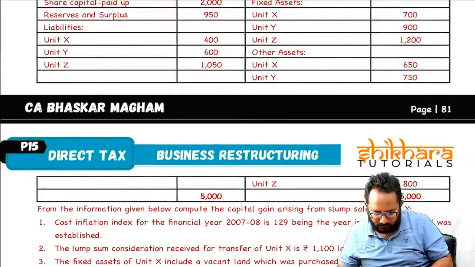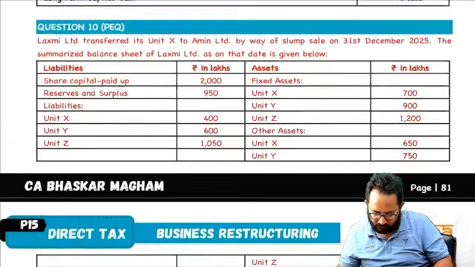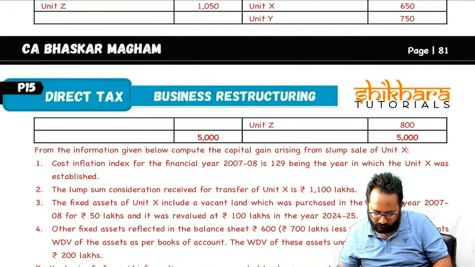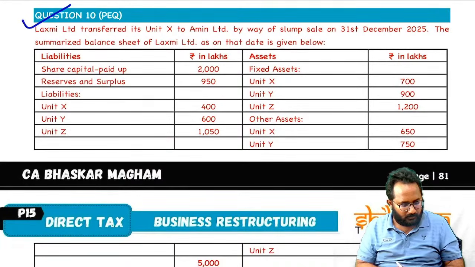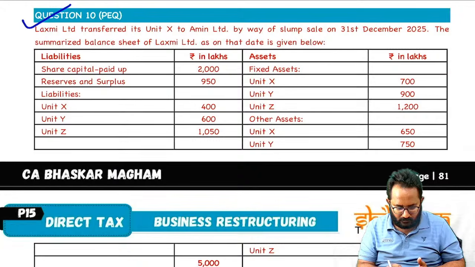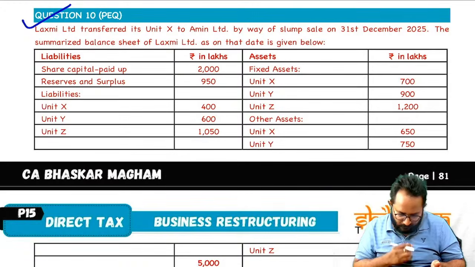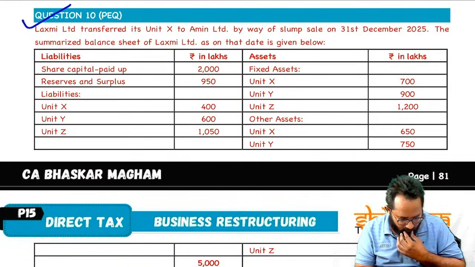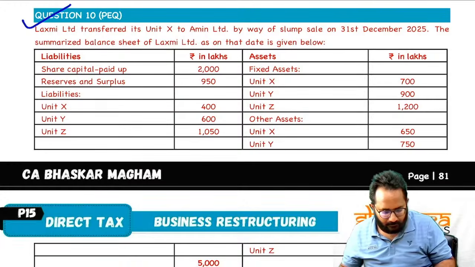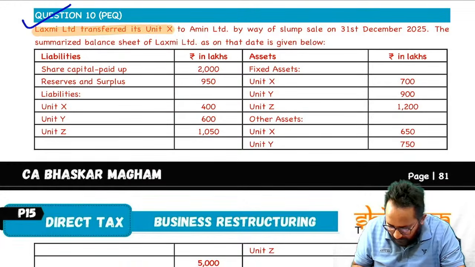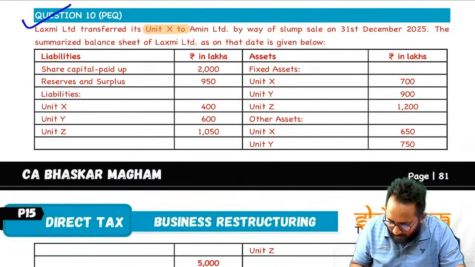Listen carefully. Question number 10. Very easy, na? Lakshmi Limited transfers its unit X to Amin. So what is the asset transferred?